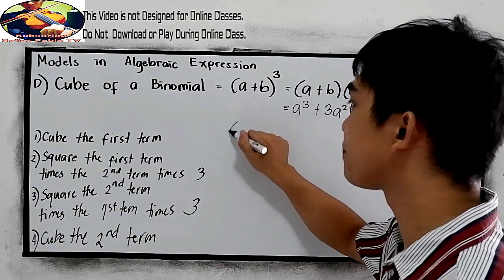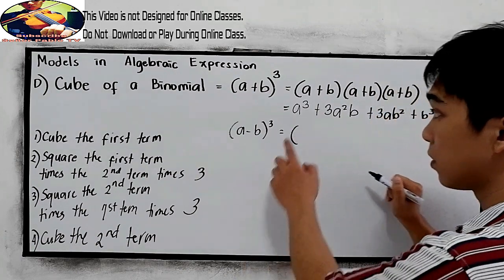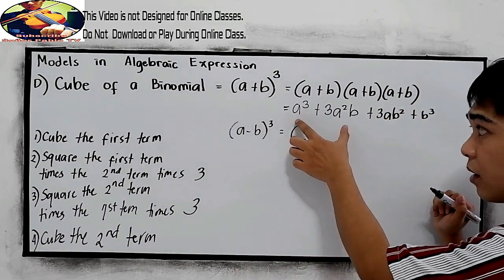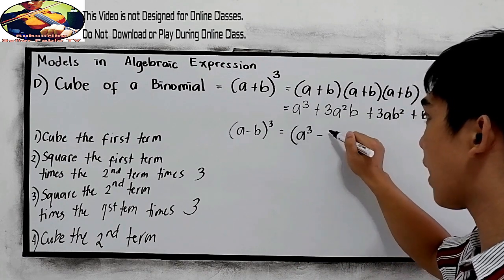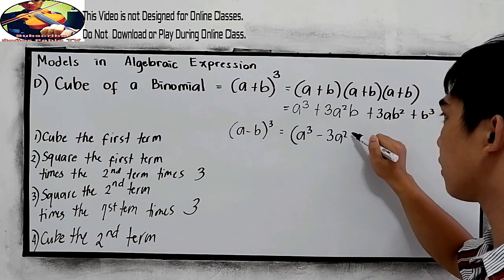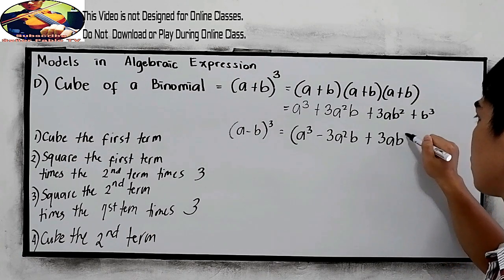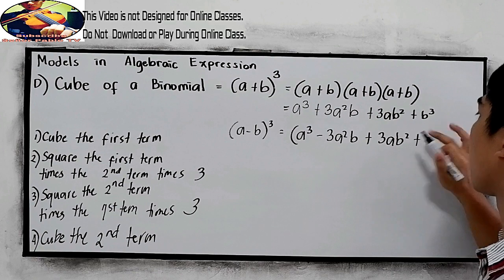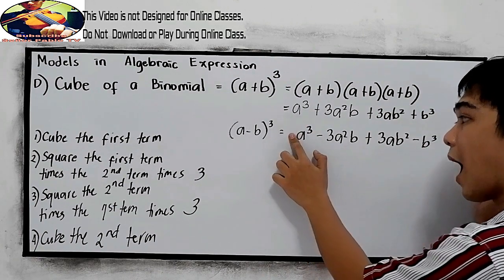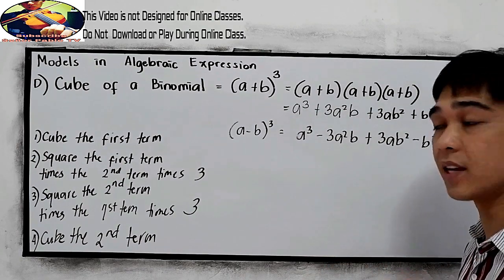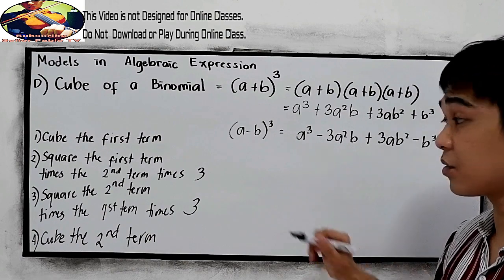Now, if we have a minus b cubed, this is just the same like this one, but we're going to change the sign. So that will become a cubed minus 3a squared b plus 3ab squared minus b cubed. Our sign will be alternate. Positive, negative, positive, negative. Now, let us try this example.